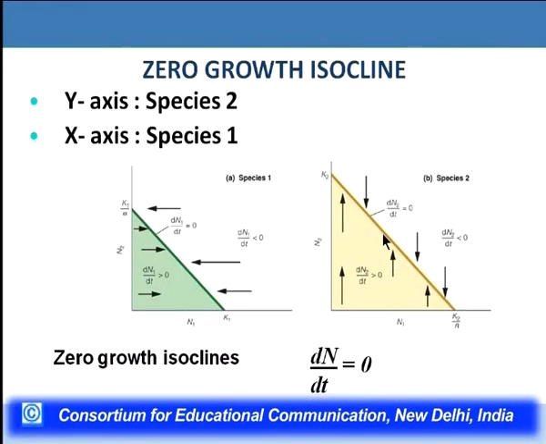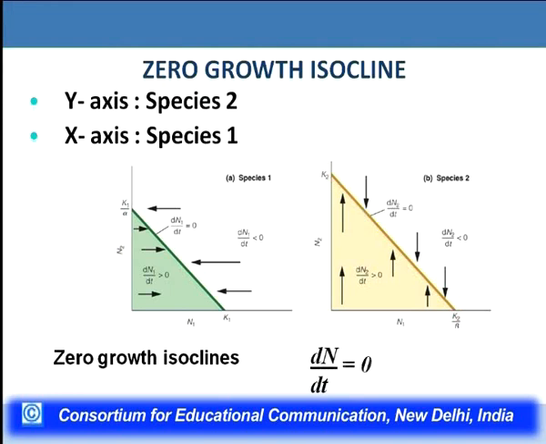So any zone which is below this particular line, in this zone the individuals of species 2 increase in number. And if the species 2 individuals fall in the zone above, that means it has overshot its carrying capacity, then the population growth rate will start declining. At any point on this orange line, dN by dt is 0. That means there is no growth in the number of individuals.